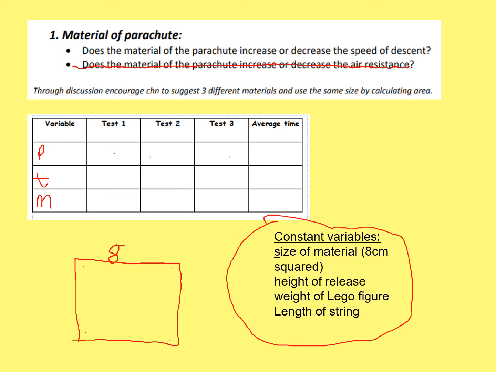So for example, if on the first test it took 12 seconds to fall to the ground, this one took 14, this one took 10. To find the average score, I would need to add up all 3 scores and divide it by 3 to find that average. So I would have 12, add 14, 26, add the 10 is 36.